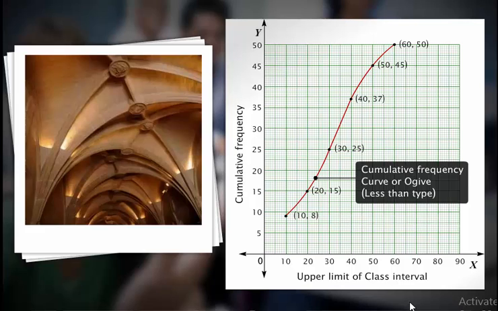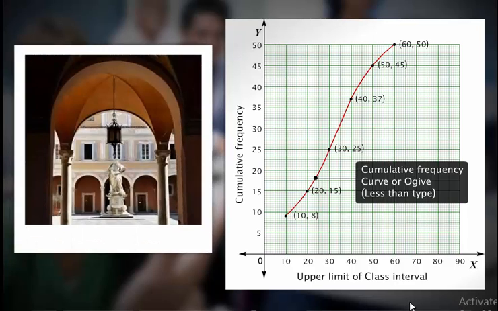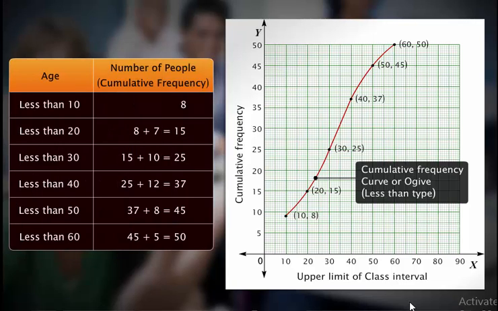The word ogive is derived from the word ogee. An ogee is a shape in architectural molding known as the ogee pattern in the 14th and 15th century Gothic style. This ogive curve is in the shape of an elongated S.